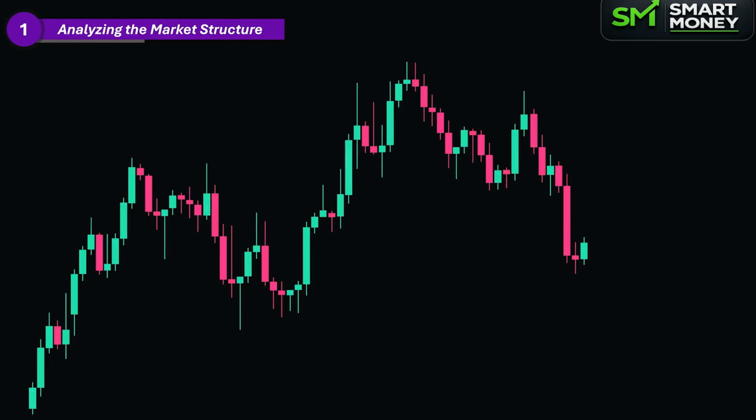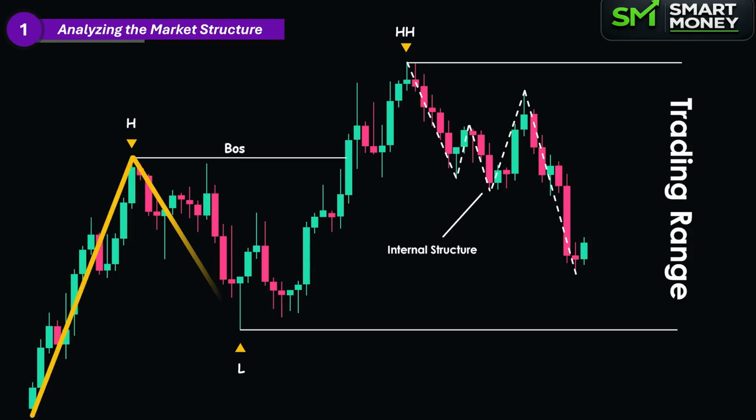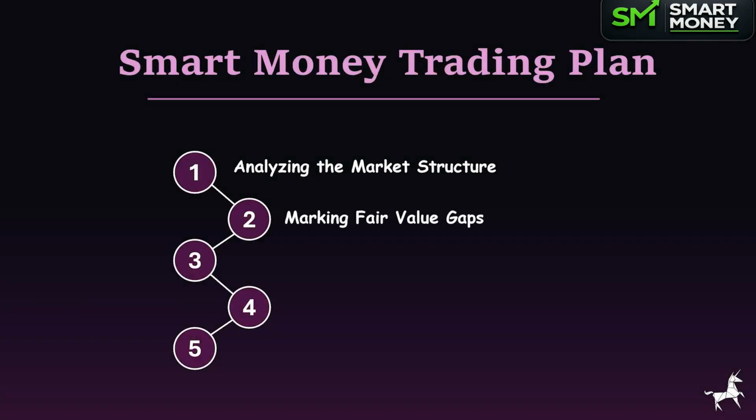But don't get confused. Let's apply the same market structure concept. Here is the latest break of market structure. So we'll mark the swing high, swing low, and define the trading range. Every formation inside this range is considered internal structure, and the overall direction is bullish. This was the first step, analyzing the market structure to find the direction and trading range. Now let's move on to the next step, which is marking fair value gaps.